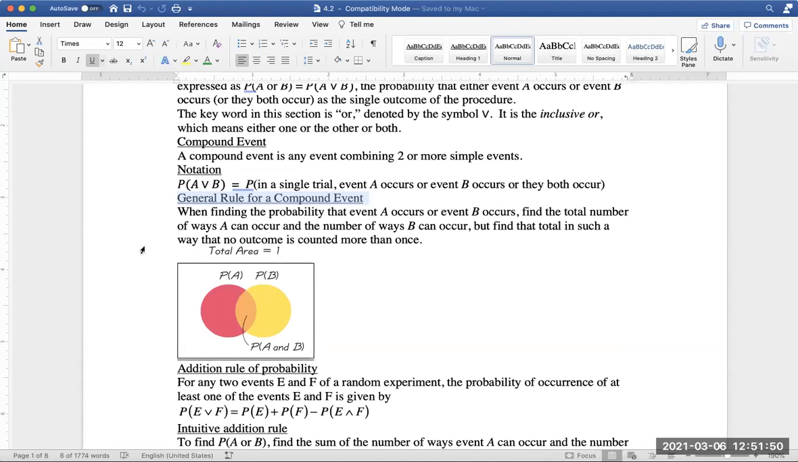When finding the probability that event A occurs or event B occurs, you can't always do this, but you should find the total number of ways A can occur and the total number of ways B can occur, but find that total in such a way that no outcome is counted more than once.